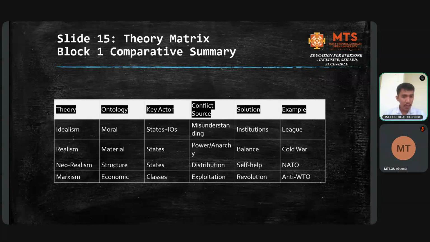Neorealism is about structure. Key actor is the state. Conflict is distribution of resources. Solution is to help yourself. NATO is an example. In Marxism, economics is the main factor. Key actors are the classes, the rich class and the poor class, and the exploitation is because the rich class is trying to exploit the poor class. The solution is revolution, and they don't like the World Trade Organization.